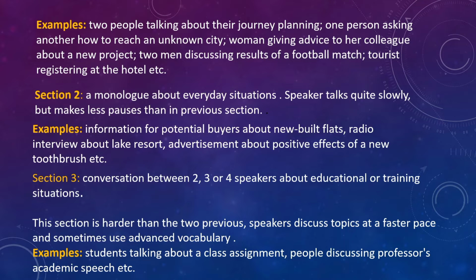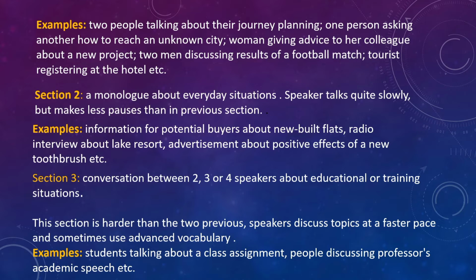Coming to section 2, a monologue about everyday situations. The speaker talks quite slowly but makes fewer pauses than in the previous section. In section 2, only one person will be talking about everyday situations. In section 1, there will be pauses in the conversation, and gaps given between one person and another, but in section 2 they will be speaking slowly but they won't give many pauses, they will be going fast. That is section 2.